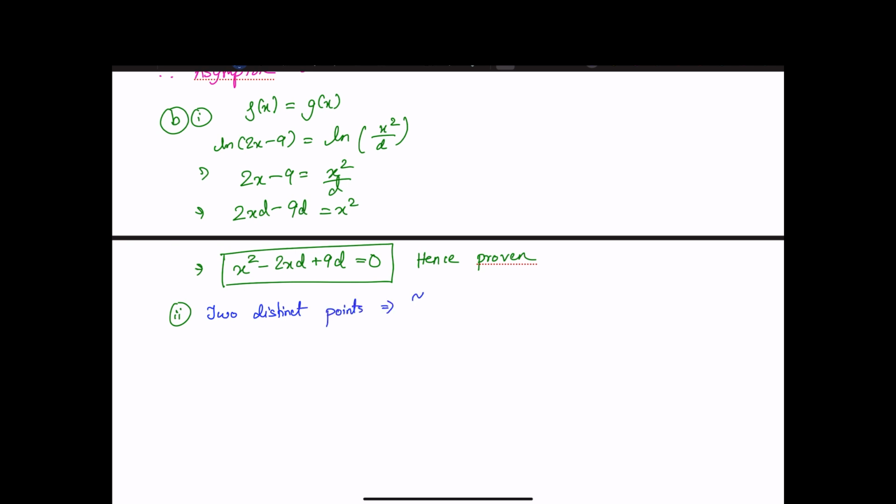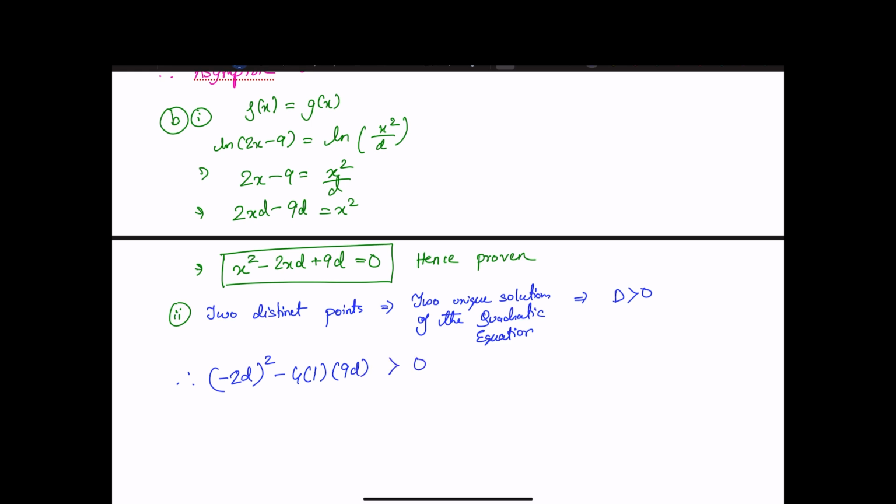This means two unique solutions of the quadratic equation. Hence I can say the discriminant has to be greater than 0. The discriminant of this equation would be b squared minus 4ac, which is minus 2d whole squared minus 4 times a is 1 and c is 90, which has to be greater than 0.